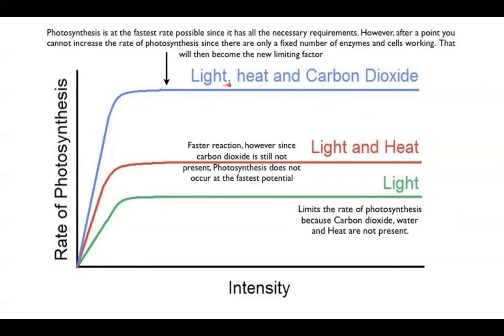If the intensity of light, heat, and carbon dioxide are all increased, then the number of enzymes and the cellular structures responsible for photosynthesis will become the limiting factor. Otherwise, here, when the light and heat were increased, carbon dioxide was the limiting factor. So one or the other acts as the limiting factor and is responsible for the rate of photosynthesis. So the rate of photosynthesis is determined by the slowest step. This is called Blackman's law of limiting factors.